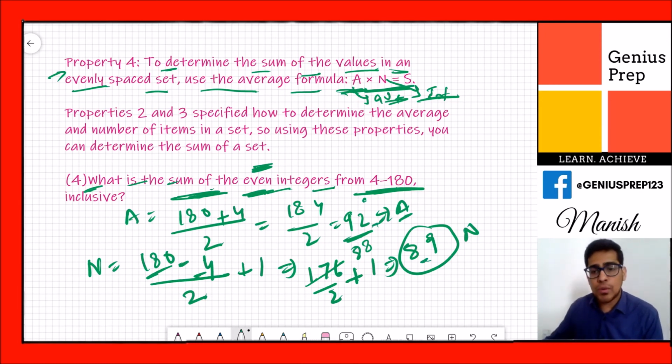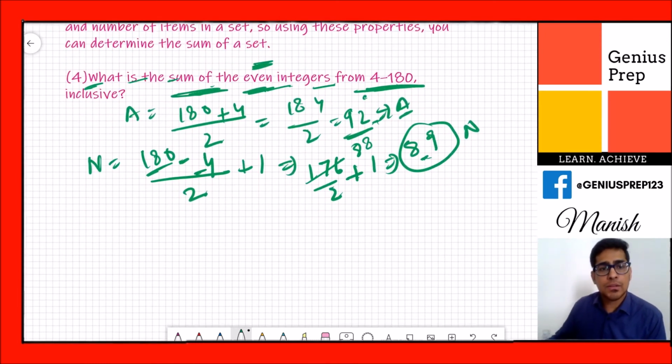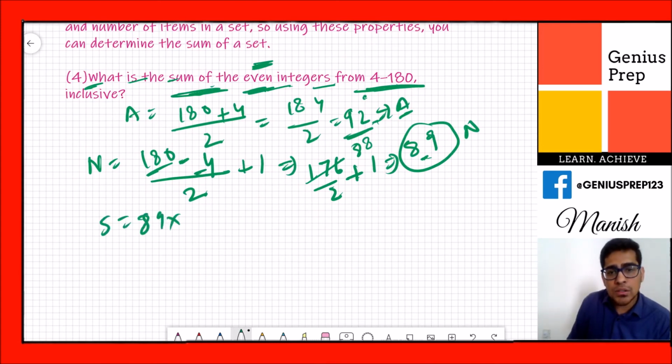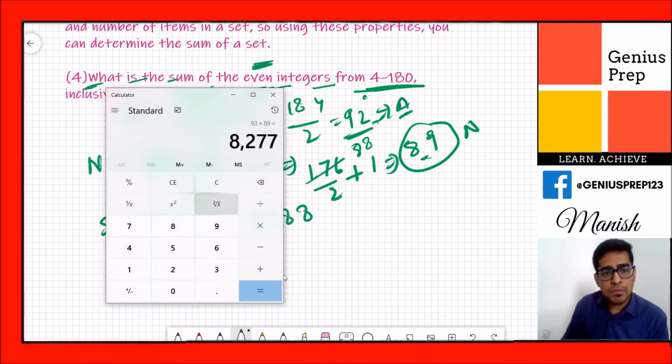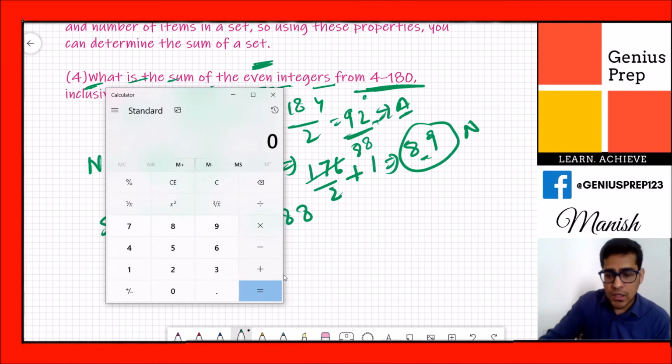So what will be the sum of this whole set? The sum of the whole set will be 89 times 92, which is equal to 8188. Or you can use the calculator: 92 multiplied by 89 gives 8188. So this is how we solve this.